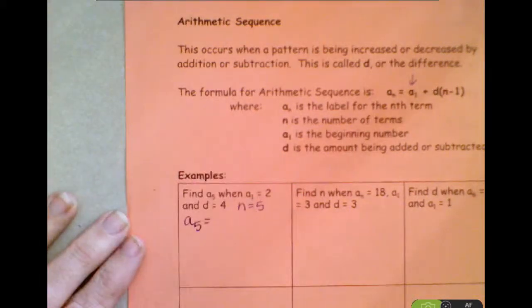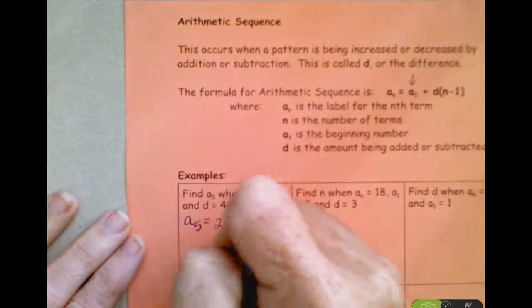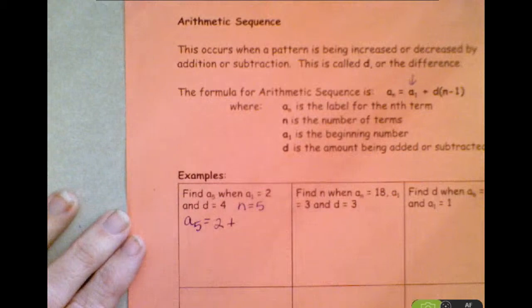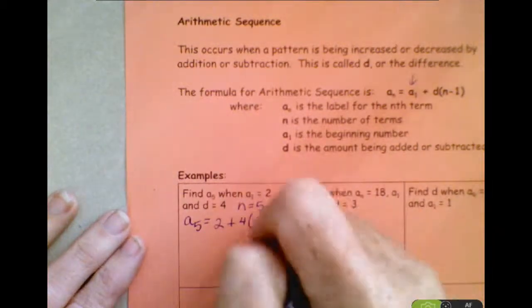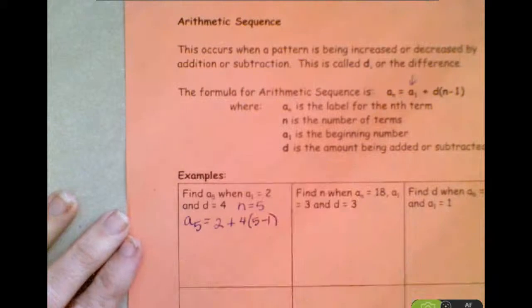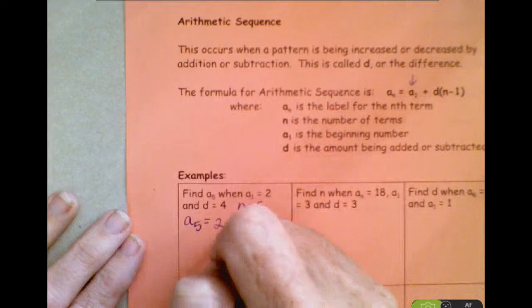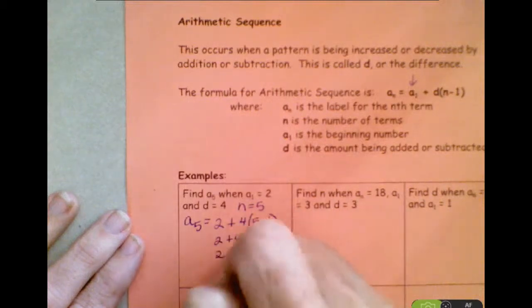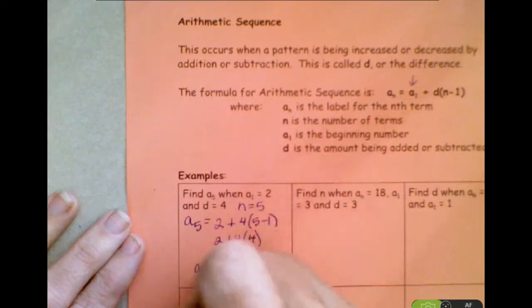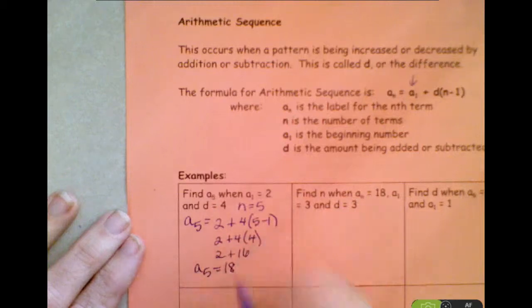What's our A1? 2. Plus, what's our difference? 4. What's our N? 5. Minus 1. Now we're just figuring that number out. That's easy, right? So what's 5 minus 1? 4 times 4, 16. What's 2 plus 16? 18. So the 5th term is 18.